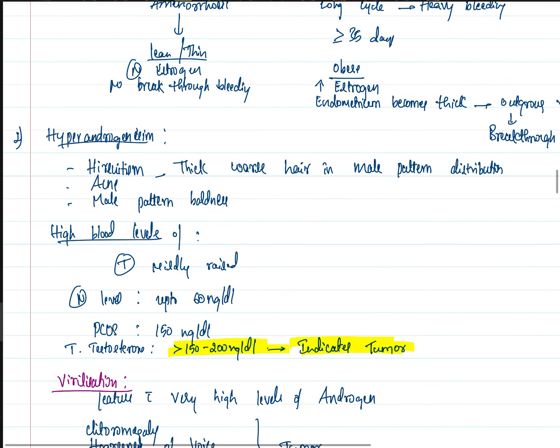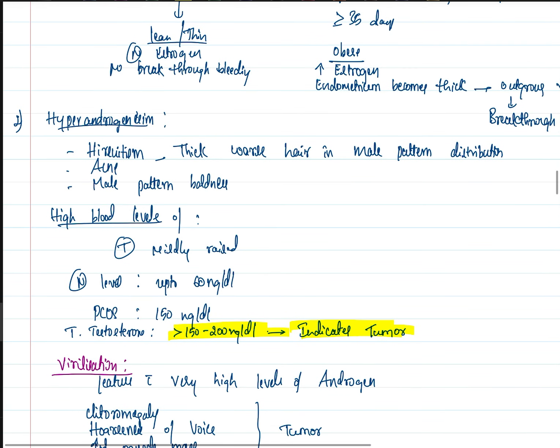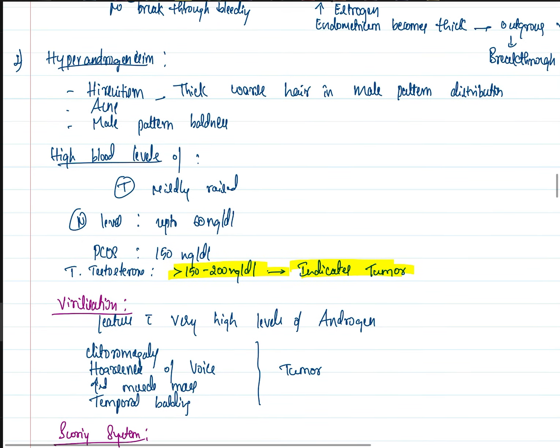Next, there will be features of hyperandrogenism. So the features will be like hirsutism. Hirsutism is the growth of thick coarse hair in male pattern distribution. Okay, and there will be acne, male pattern baldness. These are the clinical features.